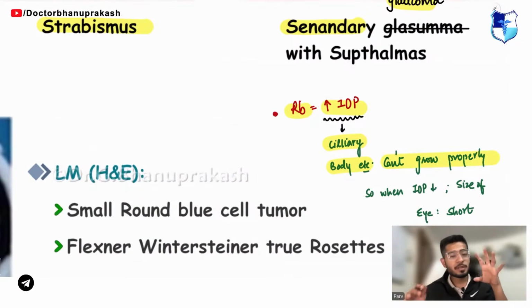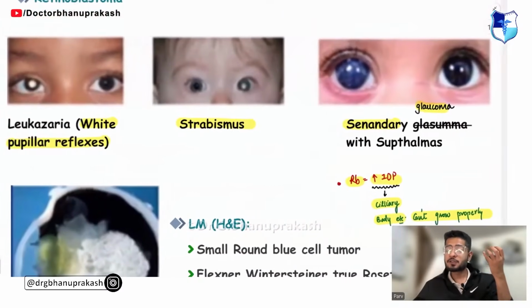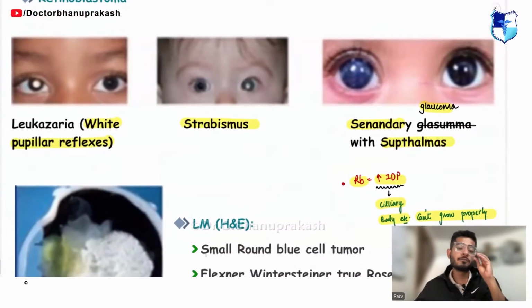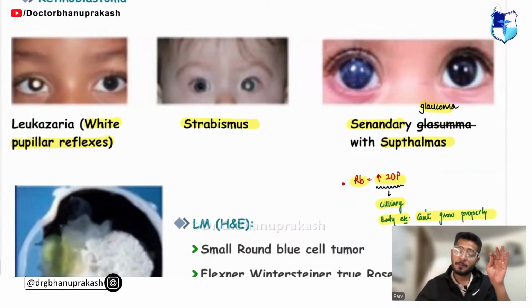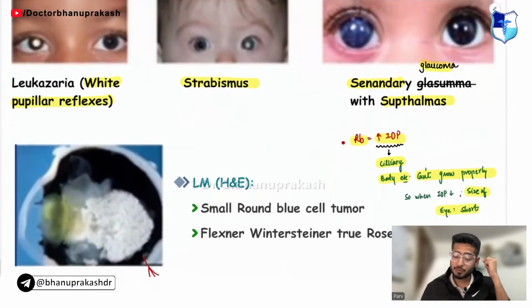So when the ciliary body is not growing properly, the eye is not enlarging in size. After some time, when the IOP becomes normal, the size of the eye will be smaller. Why? Because when it was time for the ciliary body to grow, there was not sufficient space. So now the eye is small. There will be microphthalmos, a small eye. Secondary glaucoma is going to be there, strabismus is going to be there, and white pupillary reflex is going to be there.